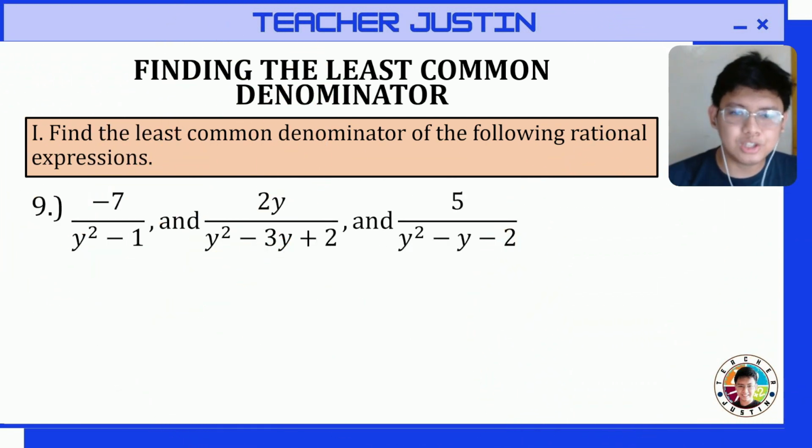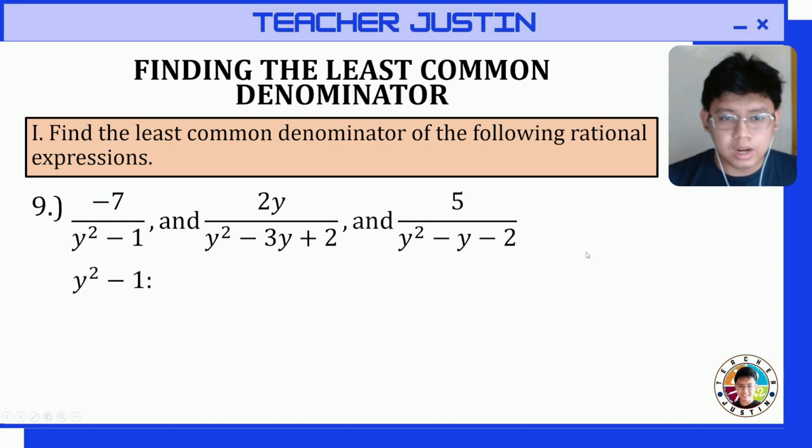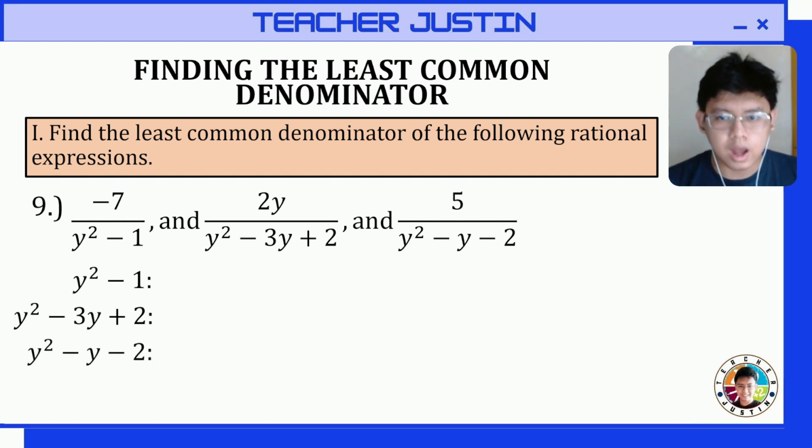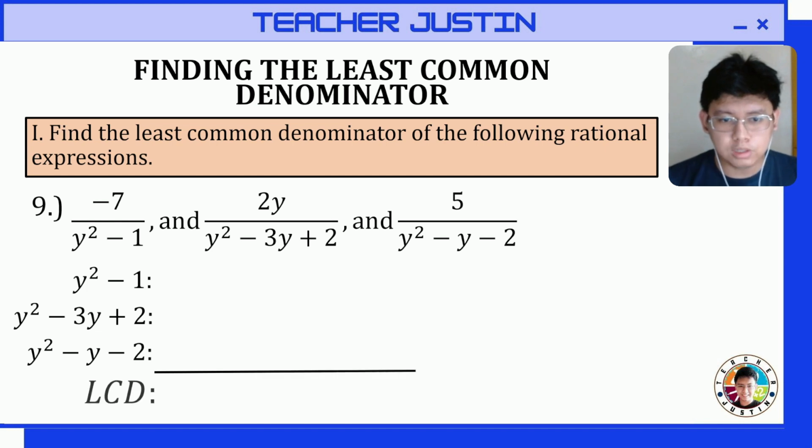Okay, let's find the least common denominator of the following rational expressions. So, we have here our rational expression. So, ang first step natin, kukunin natin lahat ng denominators nila. So, we have y squared minus 1. We have y squared minus 3y plus 2 and y squared minus y minus 2. Tapos, let's get their factors so that we can get the least common denominator.